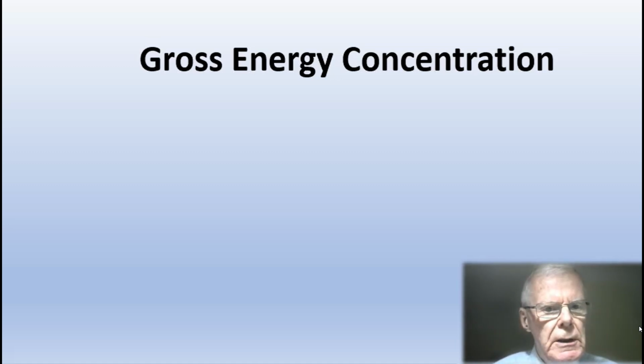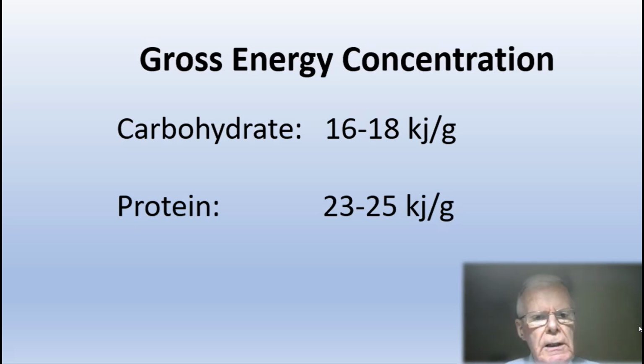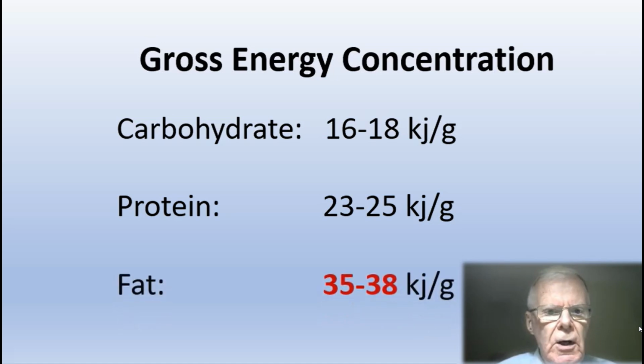The energy concentration of these different sources of chemical energy are not the same. The lowest energy concentration is in carbohydrate, with a typical gross energy content of 16 to 18 kilojoules per gram. The energy concentration in food protein is slightly higher than in carbohydrate at 23 to 25 kilojoules per gram. However, the highest energy density component of food is fat, which has an energy density of 35 to 38 kilojoules per gram, which is about double that of carbohydrate.